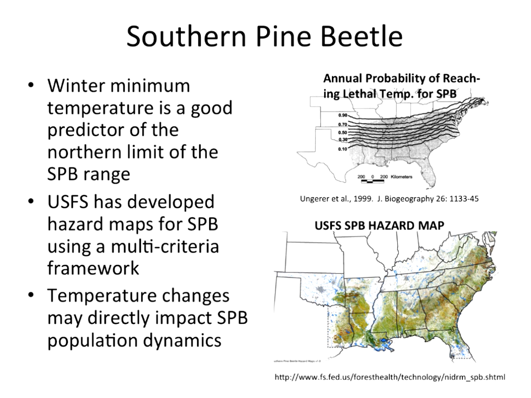And the Forest Service has developed hazard maps based on temperature. So if we're thinking about temperature changes in the future, this is one thing that we'll need to think about, is how, for instance, southern pine beetle and other pest dynamics and populations might be influenced by changing temperatures.